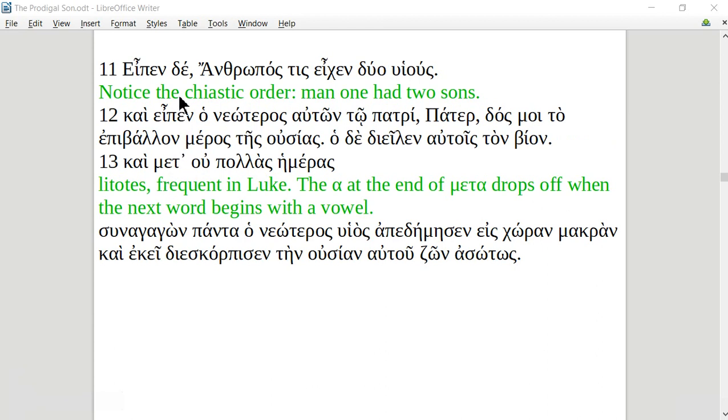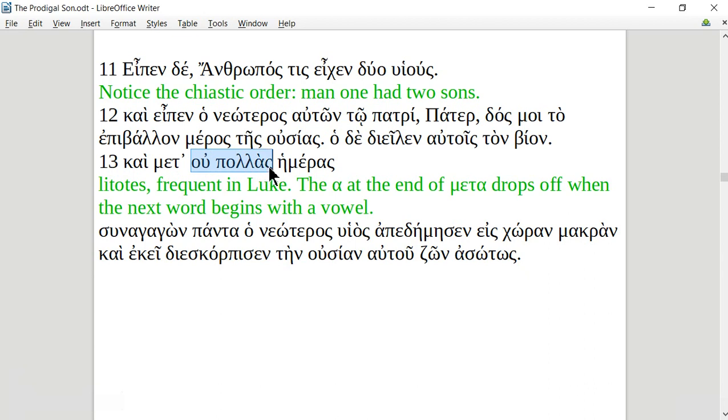Now we go through the Greek text again from the beginning, noting some grammatical issues. Again, not everything, but just a few selected ones that are of interest in the passage. And we've got here, notice the chiastic order. So chiastic is kind of an inverted order, as we see here. Man 1 had 2 sons. You don't say one man had 2 sons, but you say man 1 had 2 sons. That's called a chiastic order. Anthropos tis eichen duo huious.